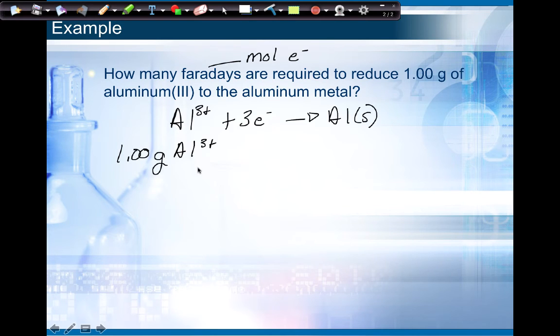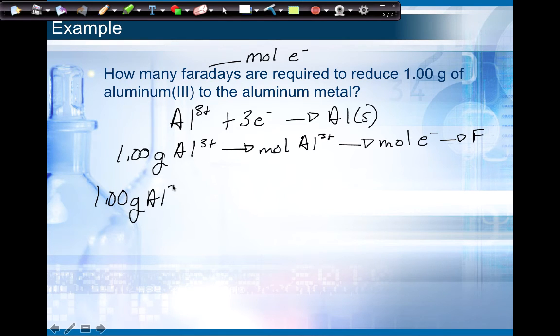We're going to start off with grams of aluminum. Then I can go to moles of aluminum. Then I can go to moles of electrons, because remember, if we're trying to go from one substance to another substance, you have to go through the mole. Once I know that, I can go to my Faradays, because 1 mole of electrons is equal to 1 Faraday. So I have 1 gram of aluminum. I'm going to go to moles. 1 mole is equal to 27 grams. Go to moles of electrons next.